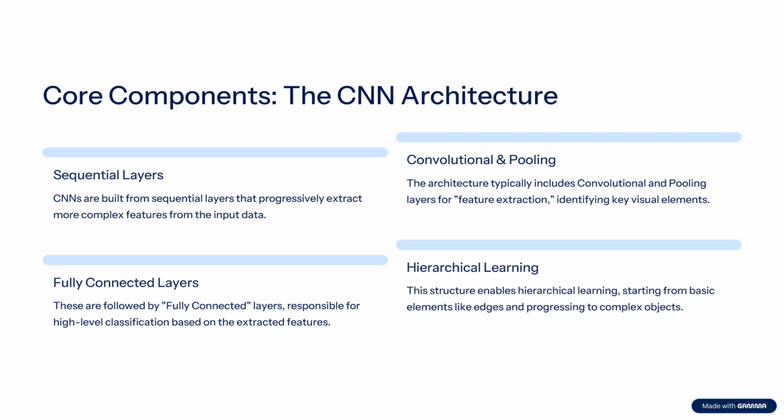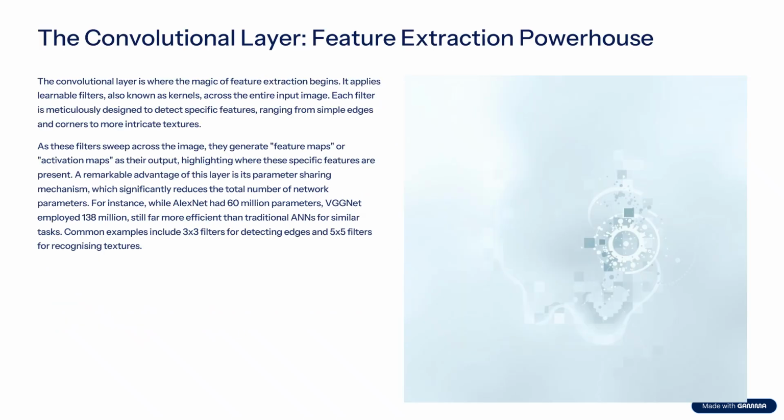Convolutional and pooling. The architecture typically includes convolutional and pooling layers for feature extraction, identifying key visual elements. Hierarchical learning. The structure enables hierarchical learning, starting from basic elements like edges and progressing to complex objects.